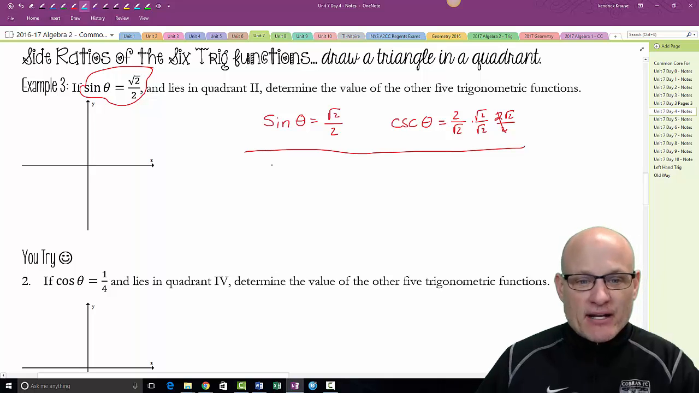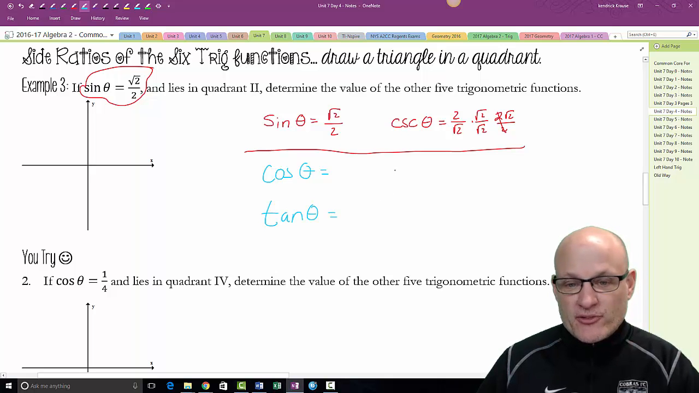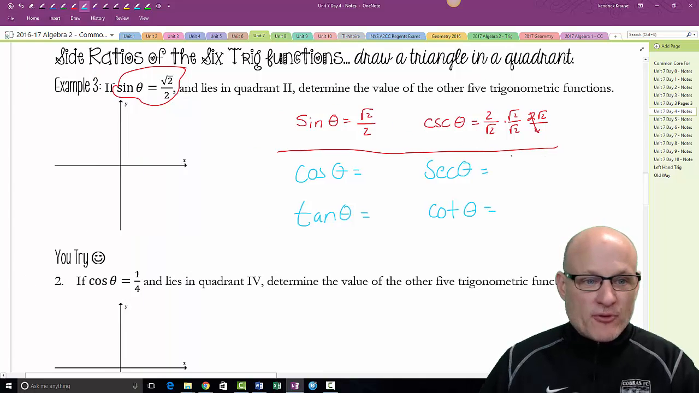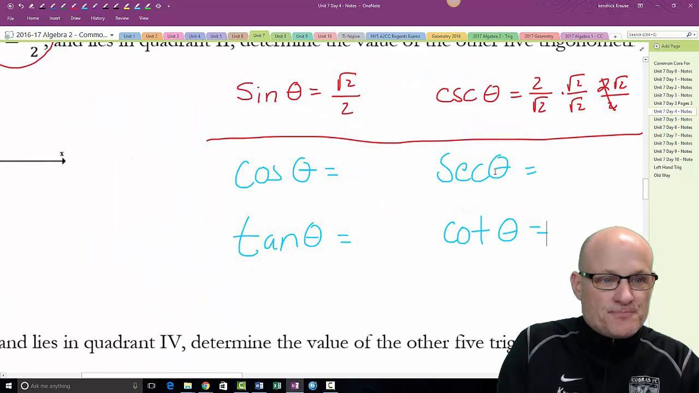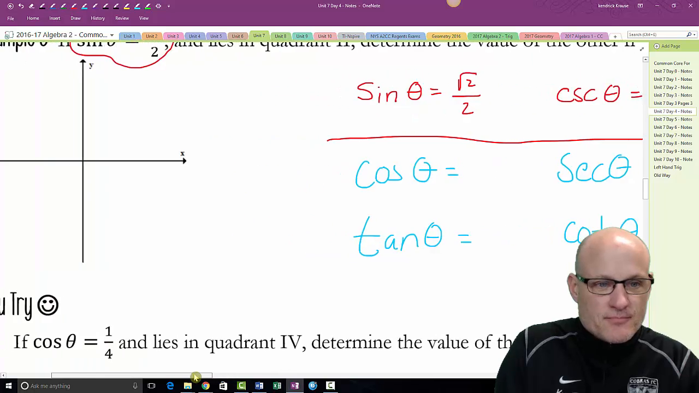So how am I going to find out what cosine of theta is, which appears to be an impossible task, and then this weird thing called tangent of theta, which appears to be an even more impossible task, and cotangent theta. So I've got my work cut out for me. Let me blow this up. Let's see what we got.